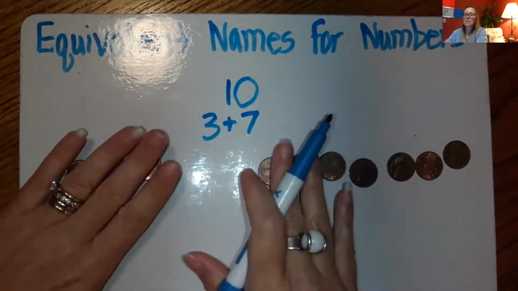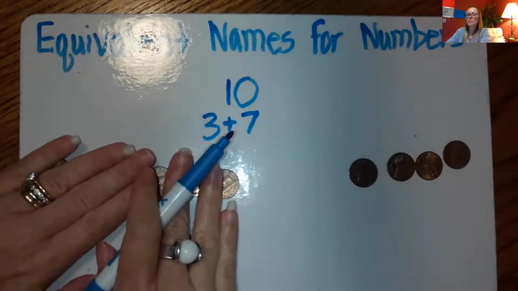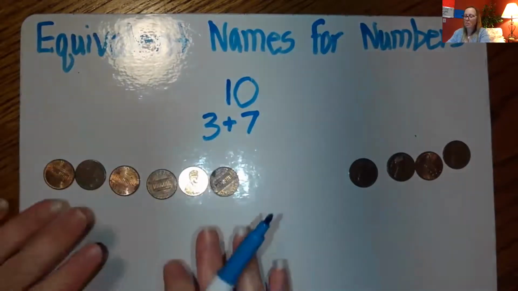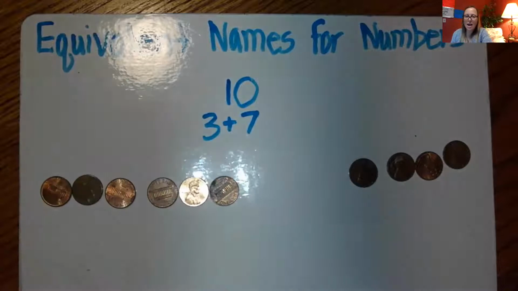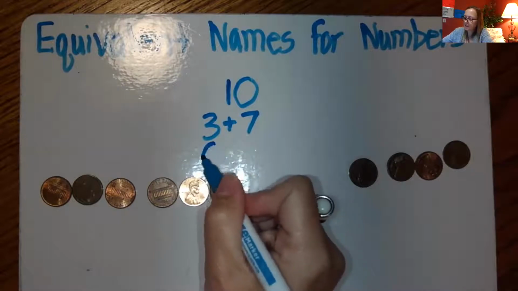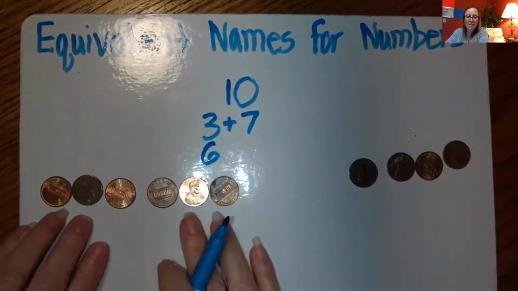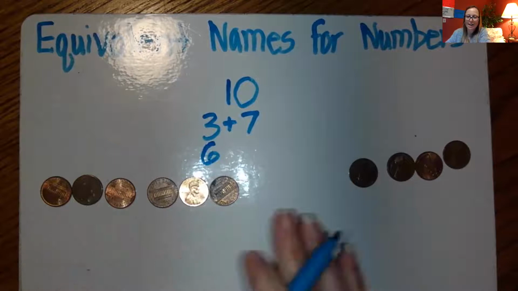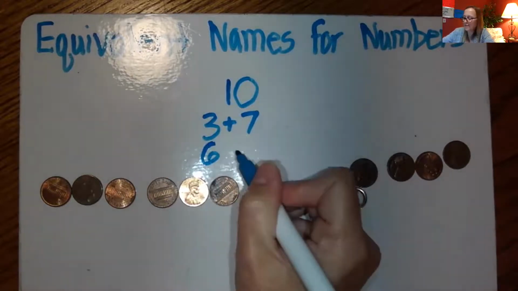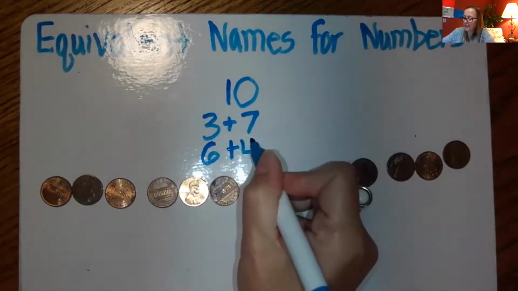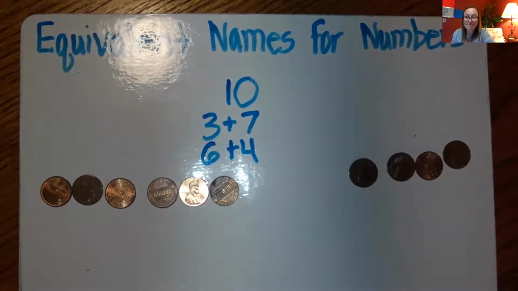Let me see if I can do another one. Okay, I moved them over again. So now, do I still have 10 coins altogether? Yep. But this time I have 6 on this side. You could see that kind of easy because I see 3 and 3, and I knew that was 6. And I see 2 and 2 over here, so that must be 4. So there's an equivalent number for 10.